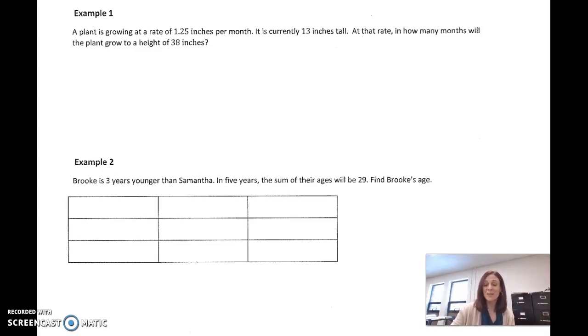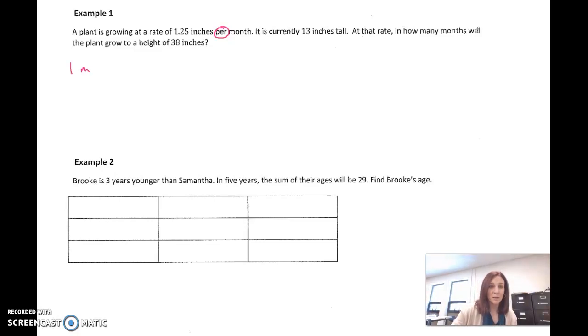Okay, so look at example 1 here. A plant is growing at a rate of 1.25 inches per month. It is currently 13 inches tall. At that rate, how many months will the plant grow to a height of 38 inches? Okay, the key word I want you to focus on here is the word per. Per means for every. So just think about this for a second.